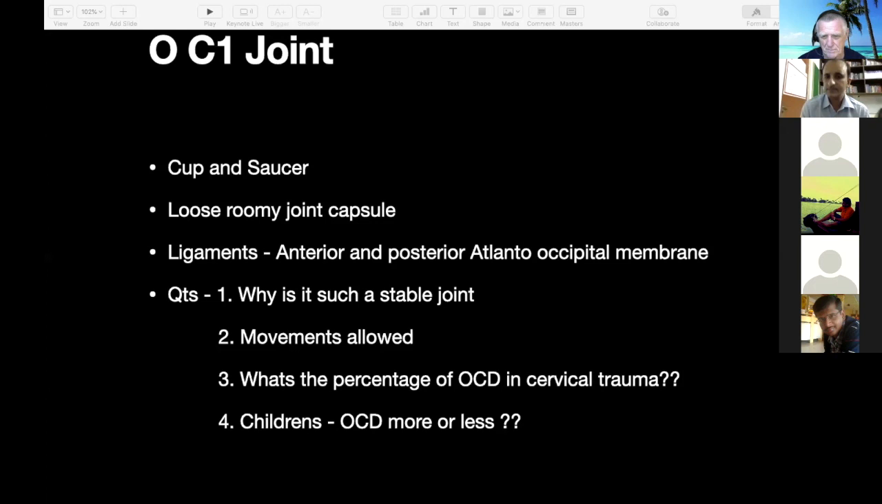Now the second question is movements allowed. The movement that OC1 allows is flexion extension, very limited rotation, and lateral flexion almost nil. Now, the third question is, what's the percentage of occipito-cervical dislocation in cervical trauma? Who would want to answer this?